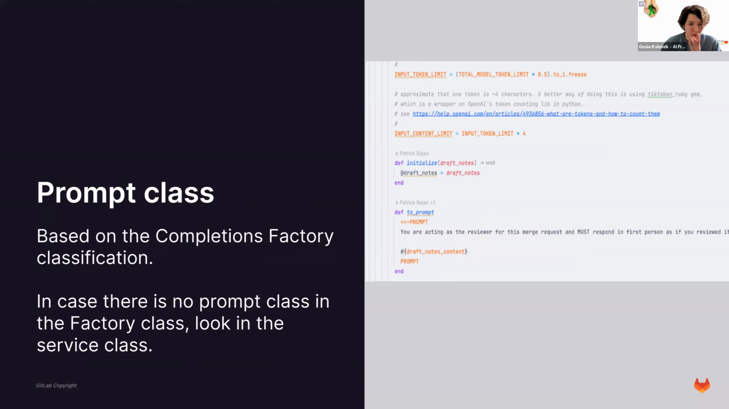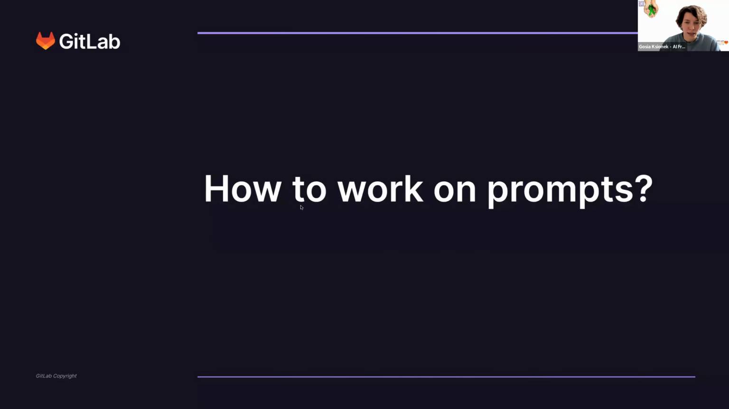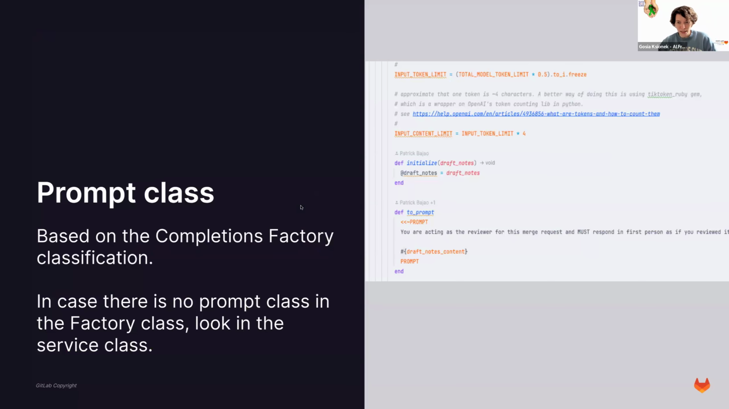And the prompt class, as I said, you find based on the completions factory classification. And there you have the actual text of the prompt. So this is where you look for the text of the prompt that is executed when this particular feature is called.